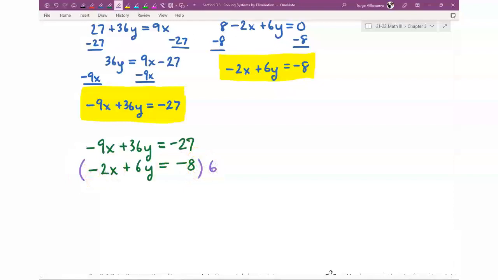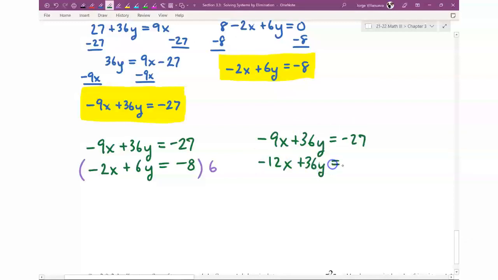Okay? I know this is a long problem, but every once in a while you get some of these. So you got to know what to do with them. So let's multiply. I'm going to kind of put my answer right here. Negative 9x plus 36y equals negative 27. Now, if I multiply by 6, I get negative 12x plus 36y. Notice they match. Minus 48. So, what do I do to eliminate the y? Should I add or subtract? Subtract, right? 36y minus 36y is 0. So I'm going to subtract.